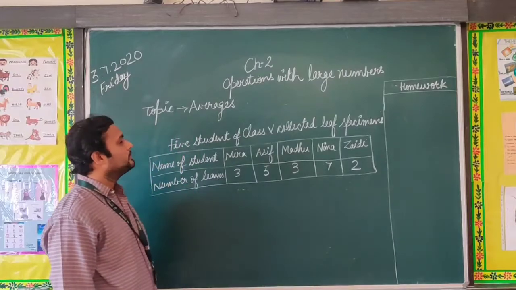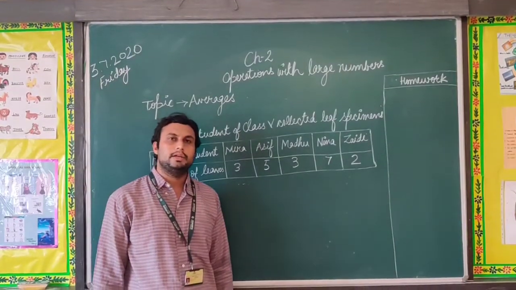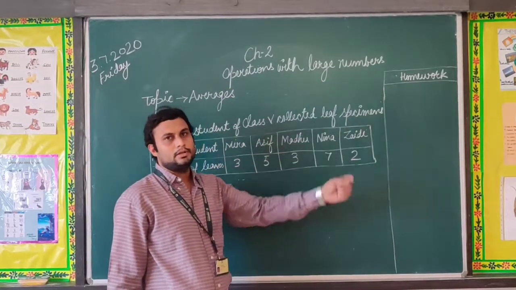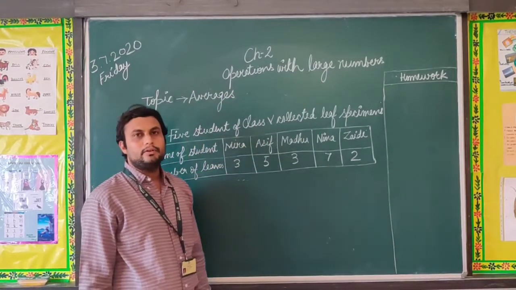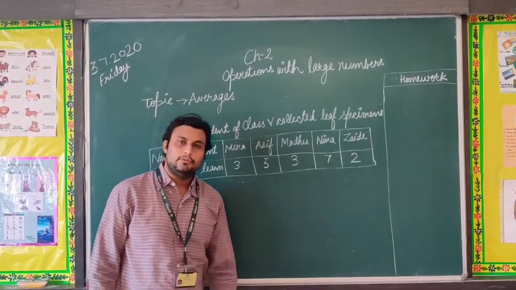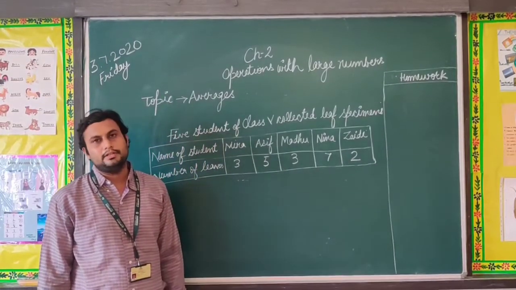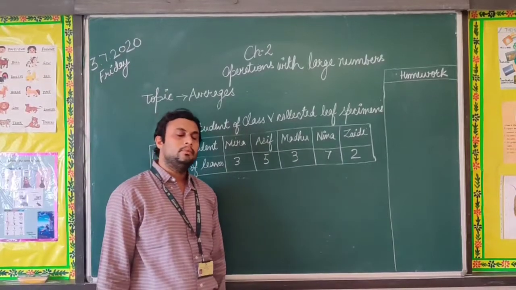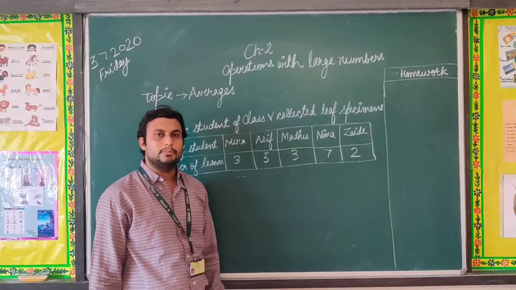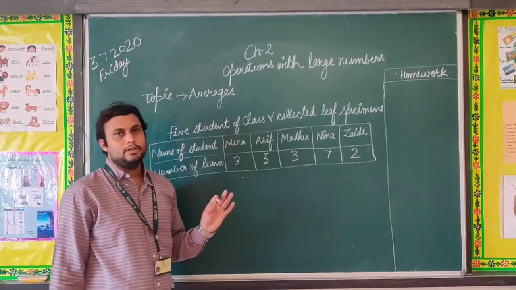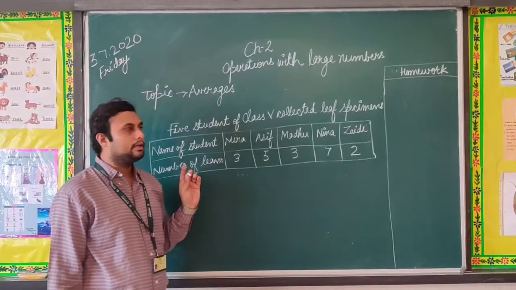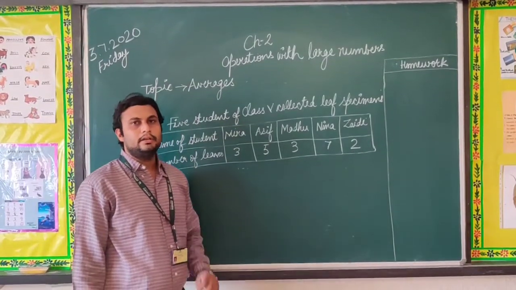Good morning, student. Today we are going to continue our chapter 2, operations with large numbers. Today the topic we cover is averages. Have you heard the name averages? Average is the sum of the total numbers given divided by the number of numbers presented. It is the arithmetic mean: you add all the numbers and divide by the count of the given numbers.